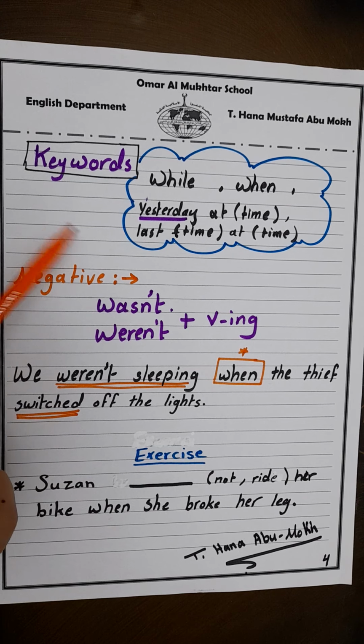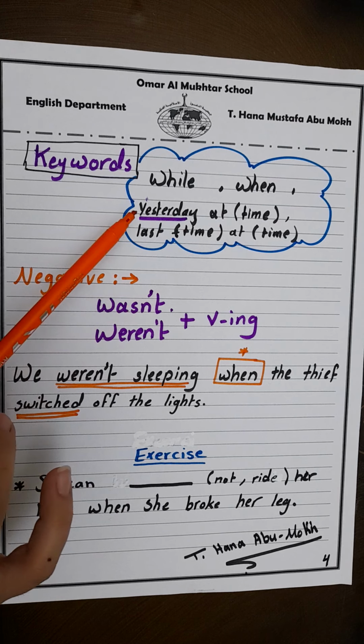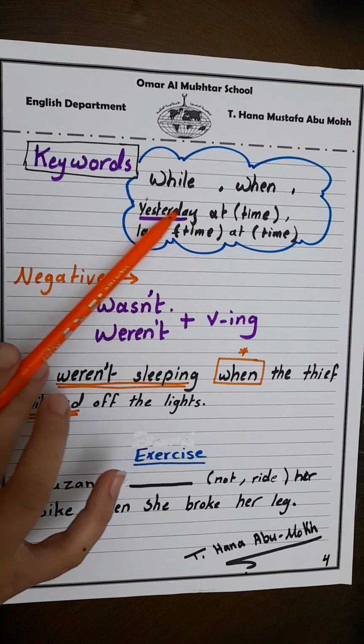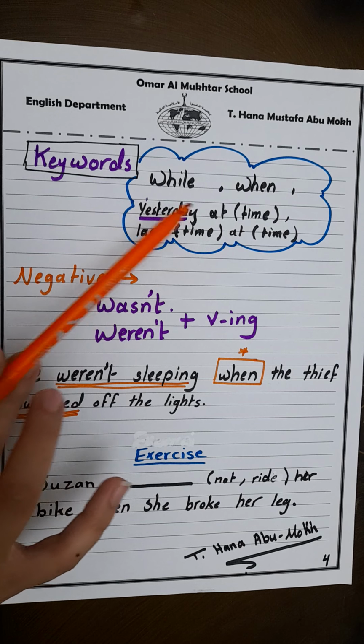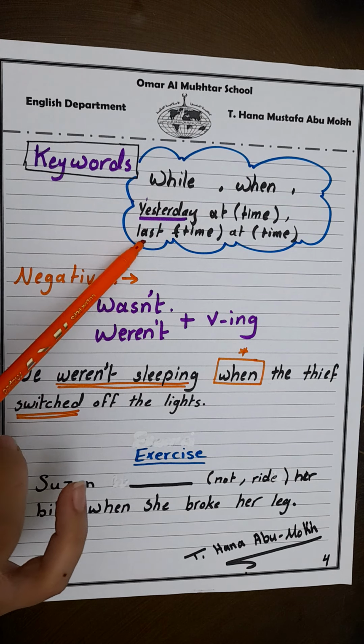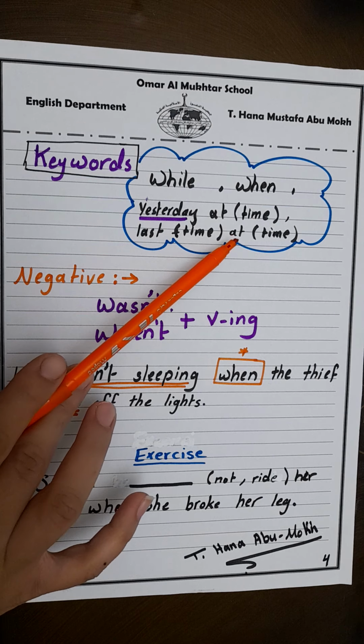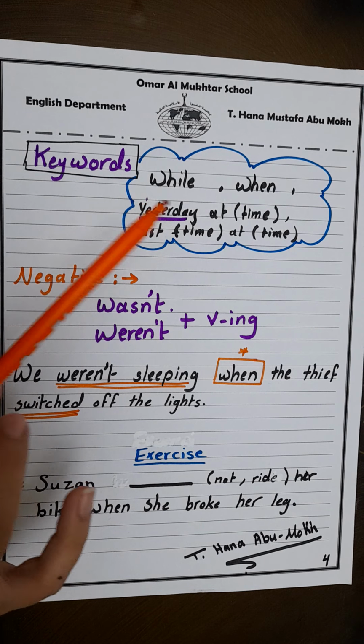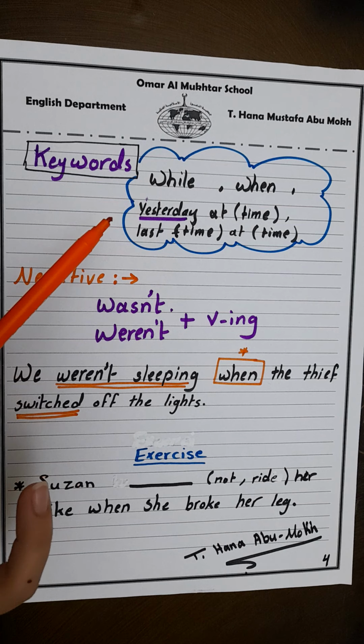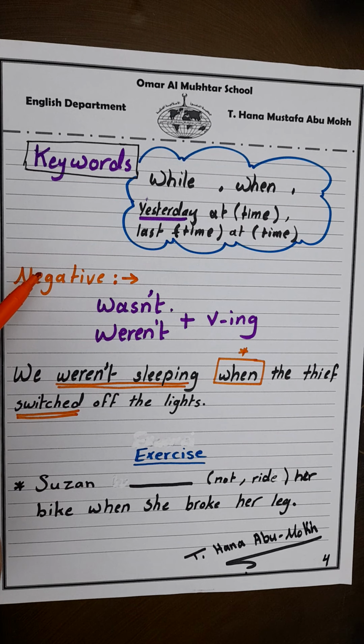So the keywords I have are while, when, yesterday, yesterday at a time, for example, yesterday at 10 o'clock or 9 o'clock, last time, last Friday at, for example, 9 o'clock, and so on. These are the keywords that we have mentioned in the video.